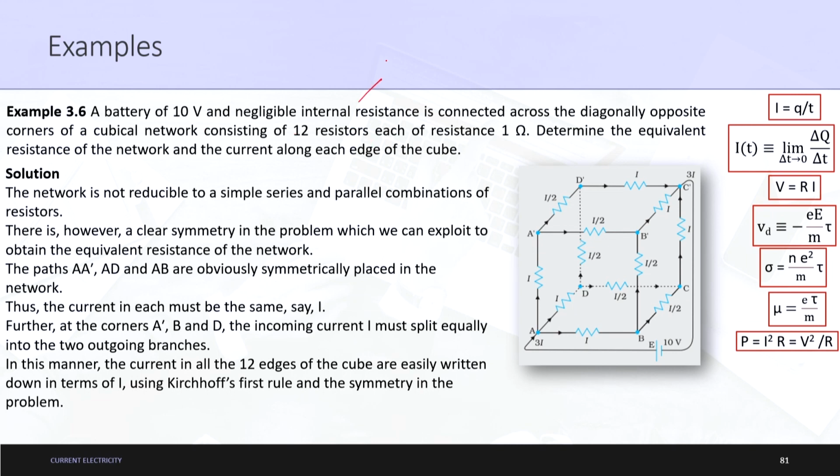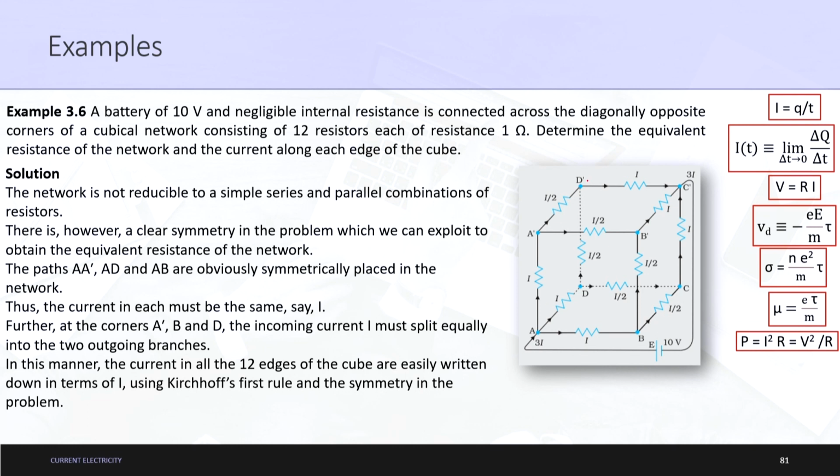So, internal resistance is negligible, hence we can assume that the value of small r is approximately equal to 0. Okay. So, the battery is 10 volts, and it has negligible internal resistance. It is connected across the diagonally opposite corners of a cubical network consisting of 12 resistors, each of resistance 12 ohms.